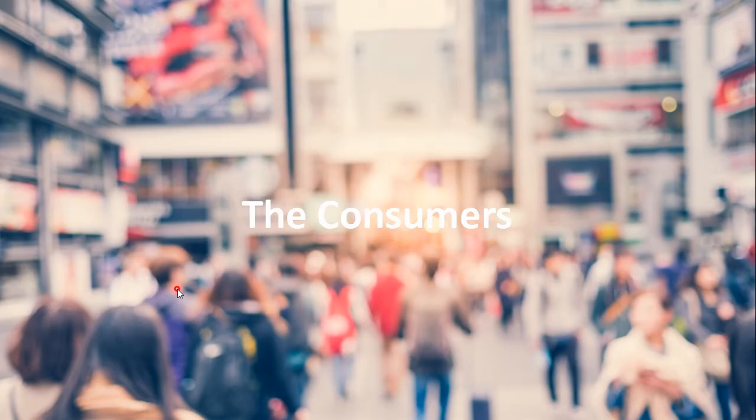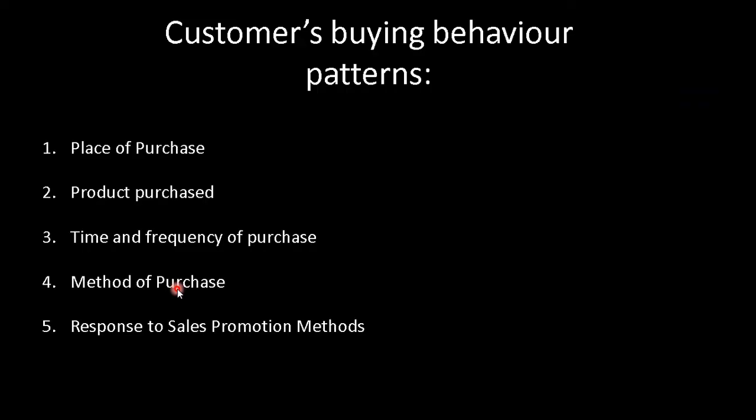During this section, we will be looking at the consumer, the buyer, and the end user. The customer's buying behavior patterns are defined by the following: the place of purchase, or where we will be buying the product; the product purchase, or the item which we're actually retailing; the time and frequency of the purchase, which is how many times this customer buys this product or at which frequency; the method of the purchase, which is how they are buying it; and the response to sales and promotion methods, which is how active they are when there is a promotion on that specific product.